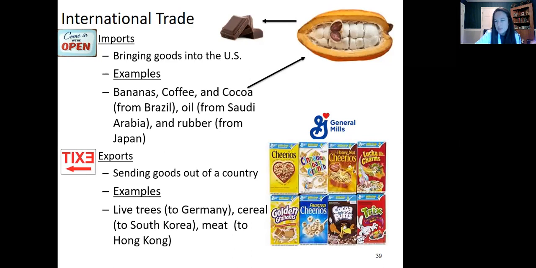And then exports is when you're sending goods out of your country. So we send trees to Germany, we send cereal to South Korea, and we send meat to Hong Kong. So imports, you can think about it, are coming in to a country. Exports are exiting the country. And that's what we covered for today.